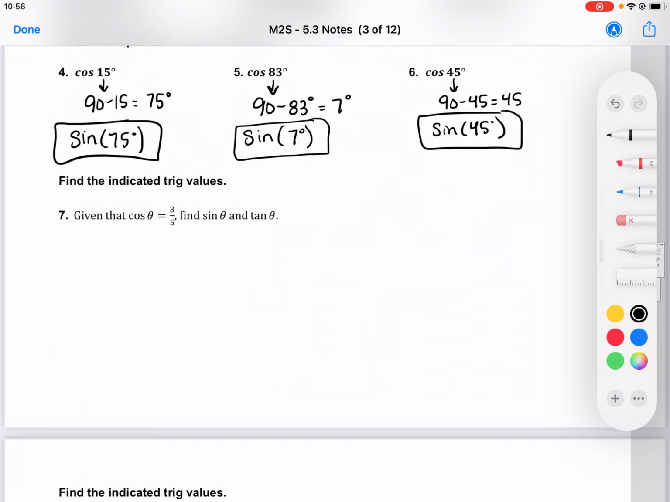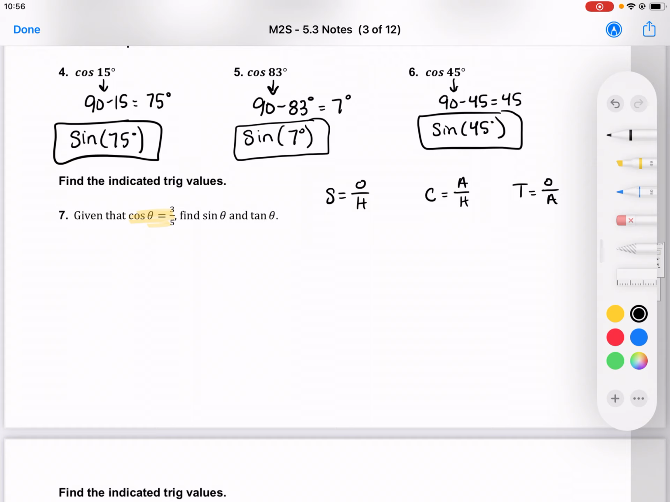So on this next section, we're going to go ahead and find the given or the indicated trig values. They will always give you one of the trig values. So in this case, they gave us cosine. So it's going to be important to remember your SOHCAHTOA for this. Remember, sine is opposite over hypotenuse, cosine is adjacent over hypotenuse, and tangent is opposite over adjacent.